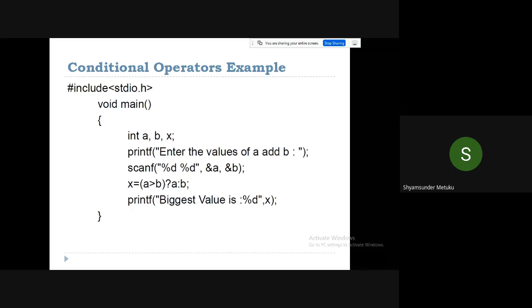So conditional operator, other name is ternary operator. Ternary means a total of 3 different operands. X is one operand, A greater than B is one operand, A is the second operand, B is the third operand. So it's called ternary operator. Okay? Is it clear? Yes, sir. So again, I just want all of you to practice. The more you practice, the easier it will be to understand. Only I am trying to explain now.